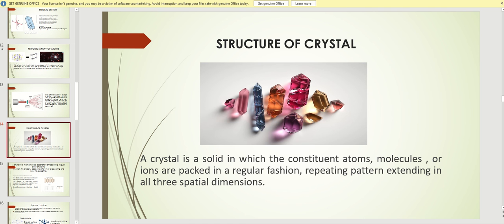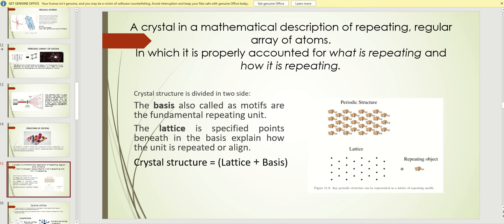A crystal is a solid in which the constituent atoms, molecules, or ions are packed in a regular, repeating pattern extending in all three spatial dimensions. A crystal structure is a mathematical description of a repeating regular array of atoms, in which it is properly accounted for what is repeating and how it is repeating.